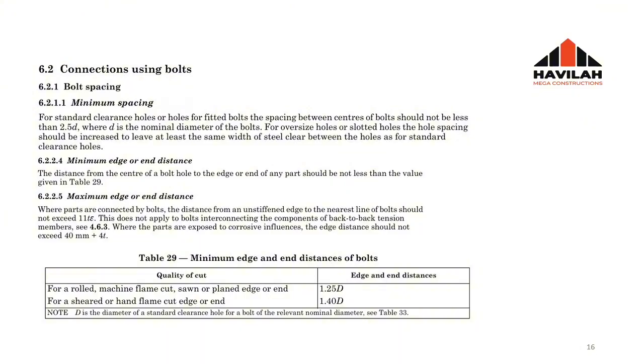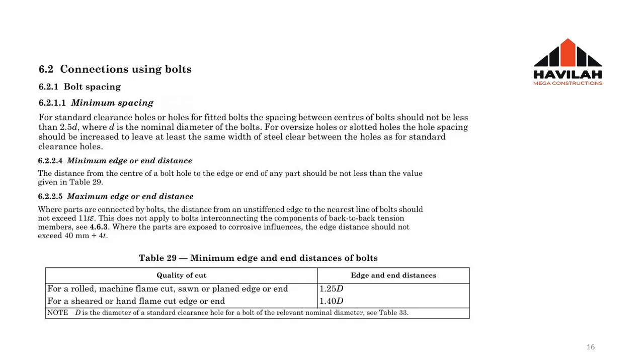Now the minimum edge or end distance. There's a minimum distance at the edge and the end. The minimum distance from the center of your bolt to the edge or end of any part should not be less than the value in table 29, and table 29 is shown on this screen now.